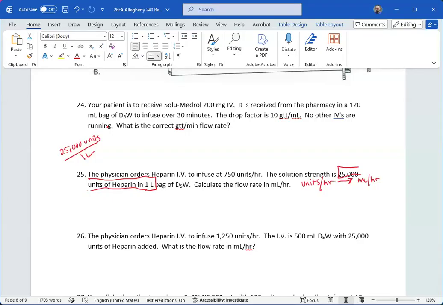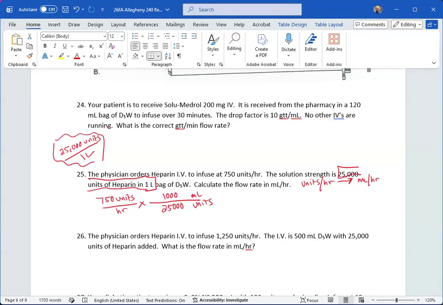So the way I set these types of questions up is very similar to how your heparin protocol works. I take the 750 units per hour, and then I'm going to convert units per hour to milliliters per hour. So what do I want? I want milliliters, and I don't want units. So I'm trying to get rid of units. I'm going to look at my IV, what I have available. So I'm going to put the 25,000 with the units, and then I'm going to put the 1,000 with the milliliters. Remember, 1 liter and 1,000 milliliters is the same thing.